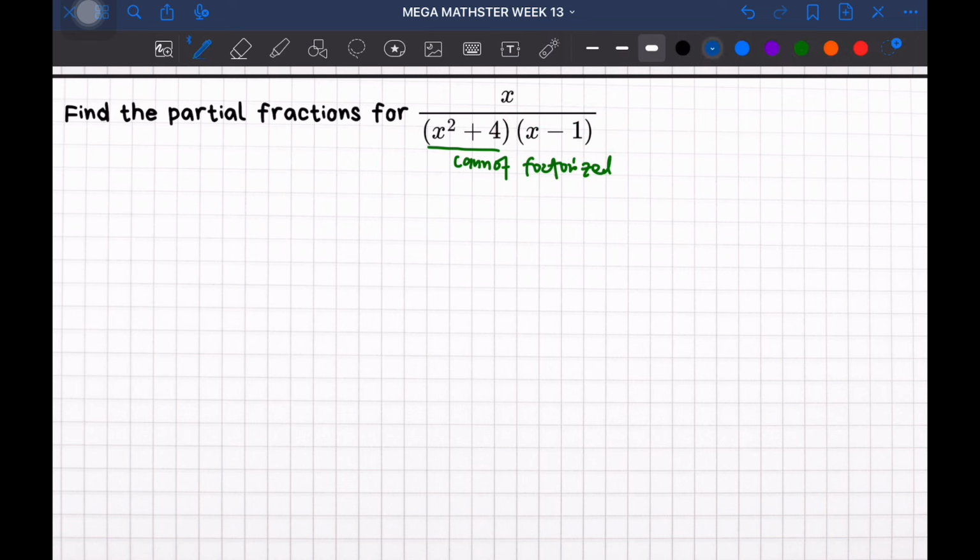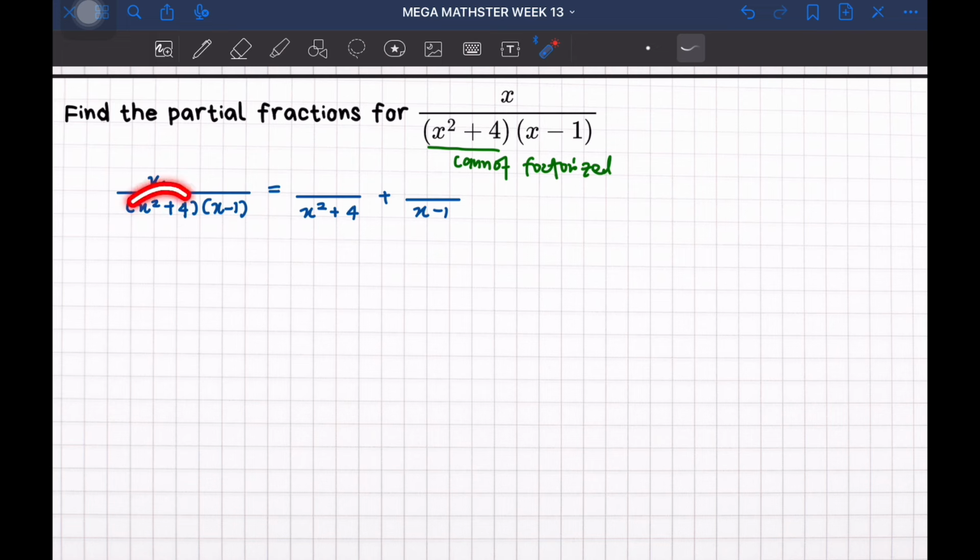First, just copy back your question. And then what we will have over here is two factors. The first one is a quadratic that cannot be factorized. The second one is a linear factor, which means that we are going to have one fraction for each of these factors. The first one, we have one fraction with denominator of x squared plus 4. And for the second one, we will have a fraction with denominator of x minus 1. So each factor gets one fraction.